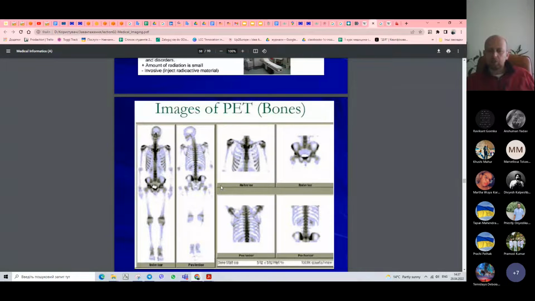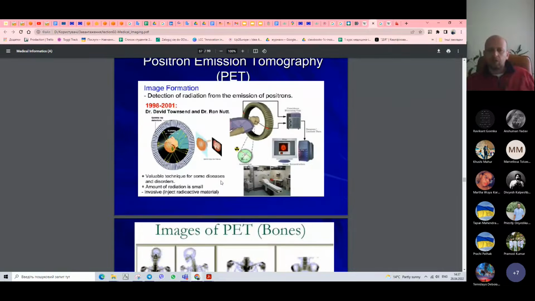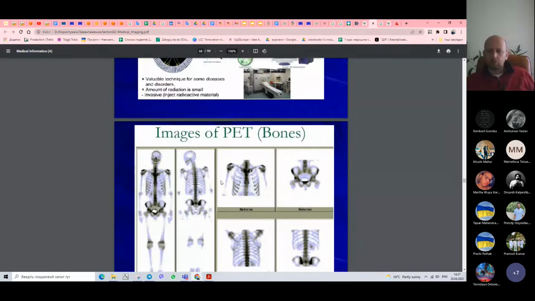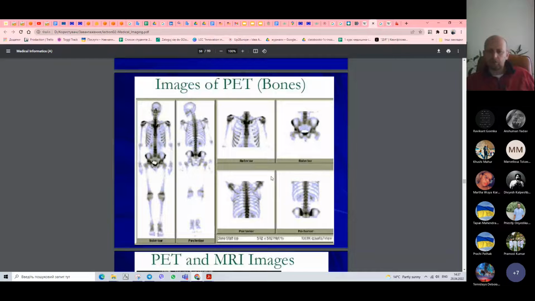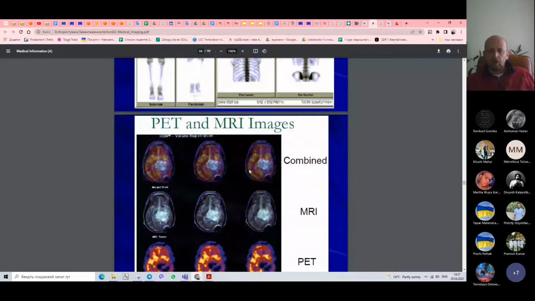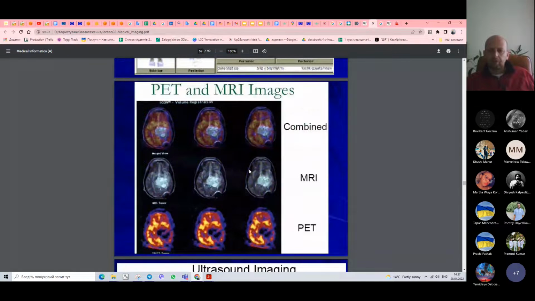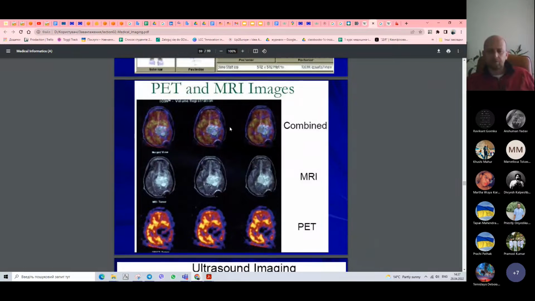Images like these are possible to get as a result of using positron emission tomography. For example, this will be the view. Now we compare different kinds of images: MRI and positron emission tomography, it's a comparison. And it is also possible to do a combination of this imaging and get this result as well.